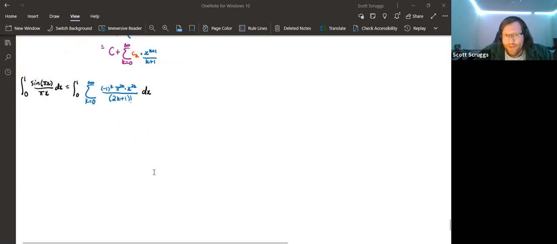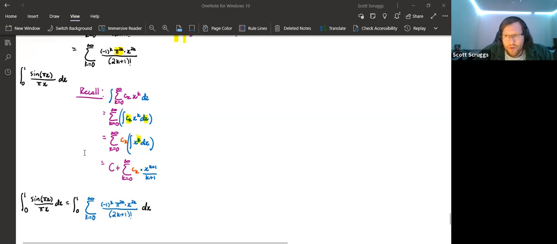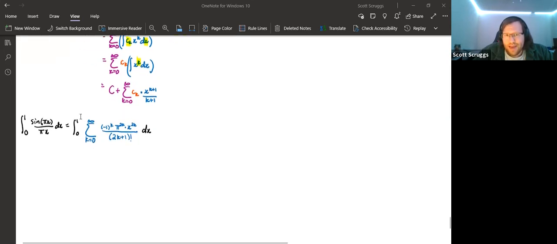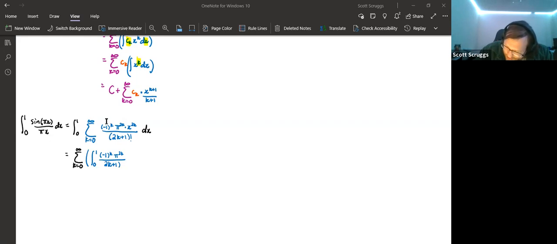From our answer in part A, and from our property in purple, I can move the integral inside the series and take the integral term by term, giving me the sum, k equals 0 to infinity, inside the integral from 0 to 1 of (-1)^k pi^(2k) divided by (2k+1) factorial times x^(2k) dx.